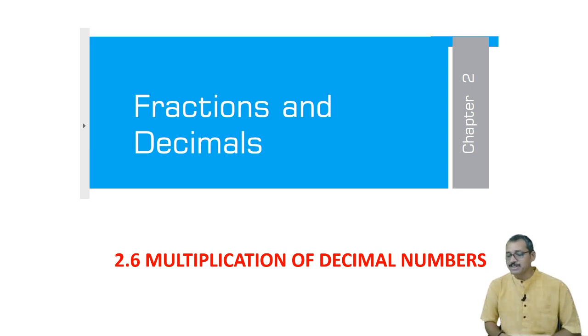Today we will continue with fractions and decimals. In the last class we saw exercise 2.6. Today we will continue with 2.6, in which we are going to study the multiplication of decimal numbers. Decimal numbers, you know, will have one or more decimal places. Let's see how to do the sums.